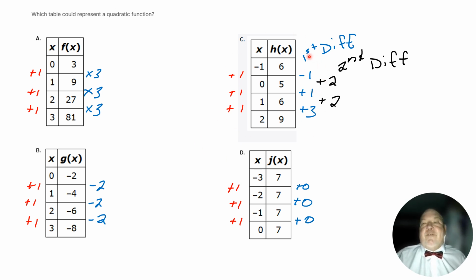So again, you check the first difference, then you check the second difference. And if the second difference is constant, then there you go. There's your quadratic. So I hope that helped.